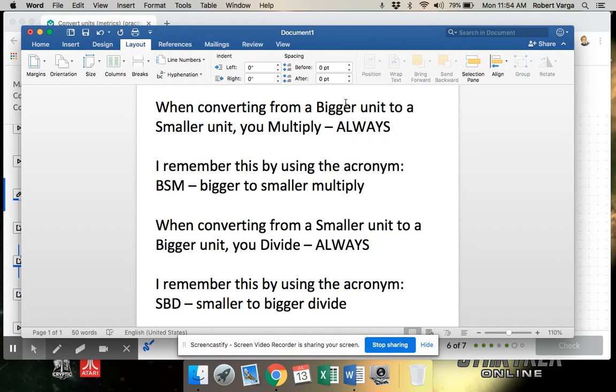When you're converting from a bigger unit to a smaller unit, you multiply, always. I remember this by using the acronym BSM, bigger to smaller, multiply. When converting from a smaller unit to a bigger unit, you divide, always. I remember this by using the acronym SBD, smaller to bigger, divide.